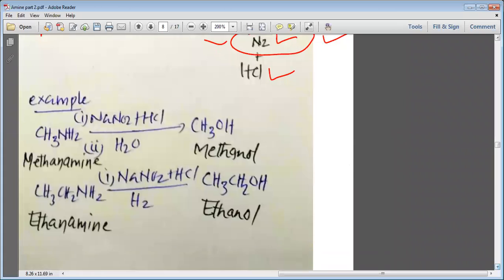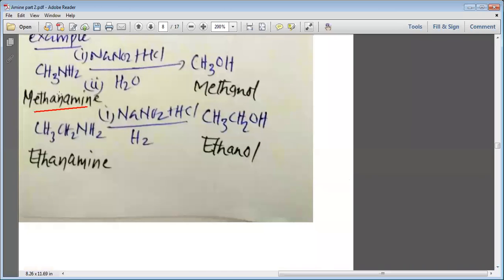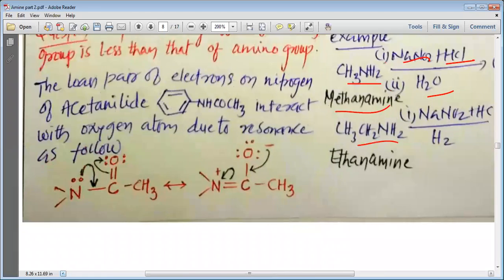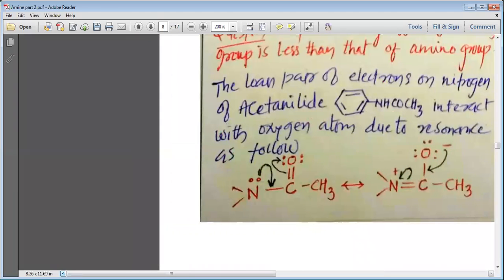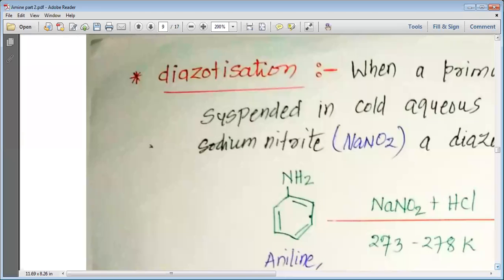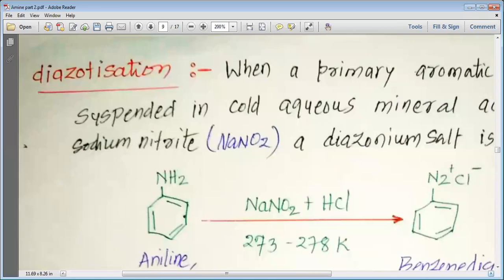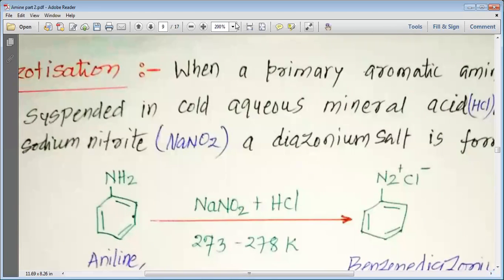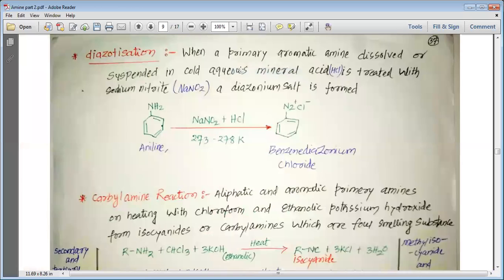Now, let us see some examples. If you have methanamine, CH3NH2, it reacts with NaNO2 and HCl and water, it gives us methanol. If you have ethanamine, it gives us ethanol. So this is how any amine can be easily converted to the required alcohol by this particular reaction. Now, students, we want to study the reaction which is known as the diazotization.